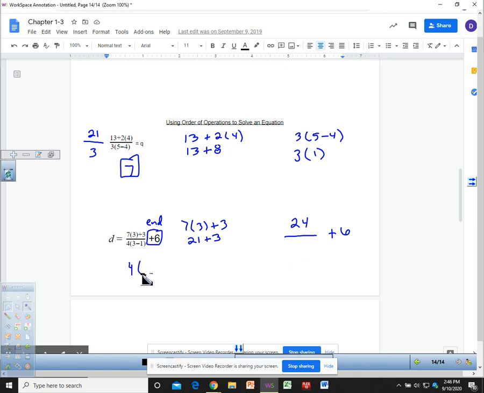And then 4 times 3 minus 1, so 4 times 2 gives me 8. Now I have to simplify this fraction first before I can add it to this. So does 8 go into 24 a perfect amount? Yes, 8 goes into 24 3 times, plus 6. So now this is where that plus 6 comes in. 3 plus 6 is 9.